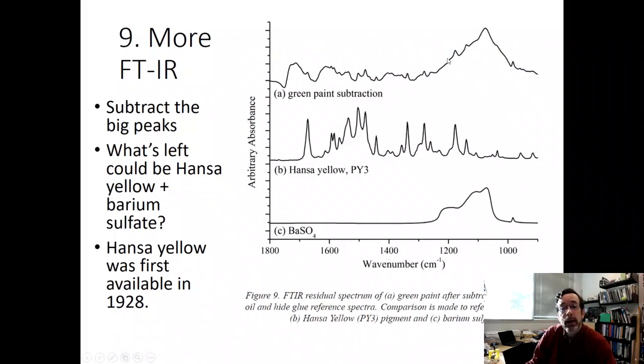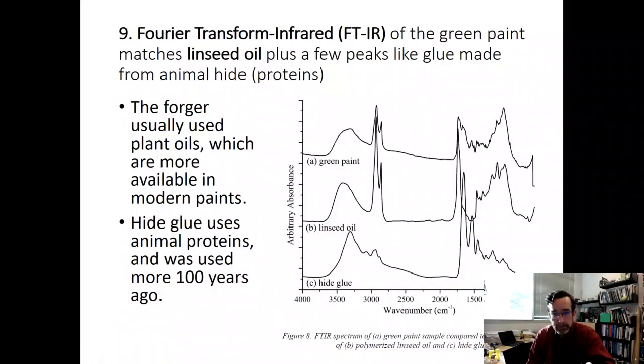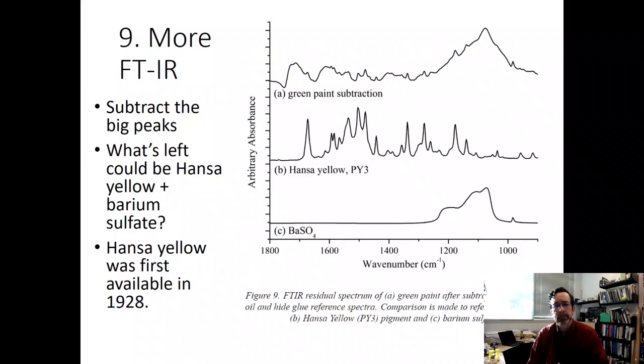And they subtracted out the green paint signal, and some of the other signals. I think they may have subtracted out the linseed oil from the green paint. This is what's left behind after you subtract out what you suspect is there. And so then this gets a little more sketchy. But they even have a hypothesis for what's left behind.